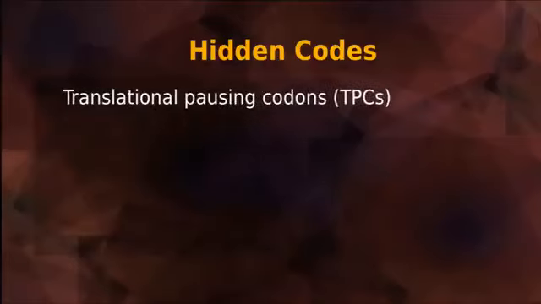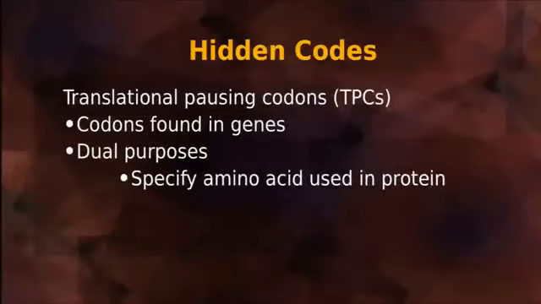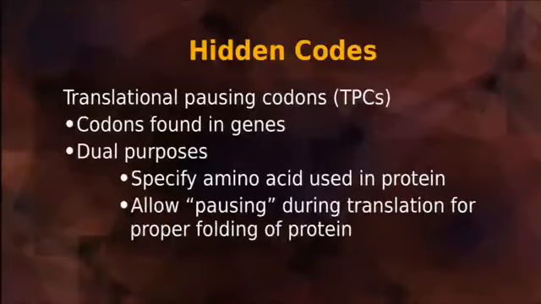Now let's look at another hidden code, because there are other ones. I've termed these translational pausing codons, TPCs. They're also codons found in genes, but they're not involved in regulation, they're involved in something else. They have a dual purpose. They specify the amino acid, that hasn't changed, but now these codons allow for what we call pausing during translation. So they're not involved in transcription like we just saw. Now they're involved in translation for the proper folding of the protein.